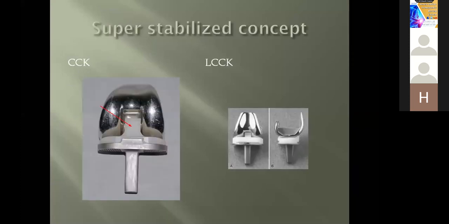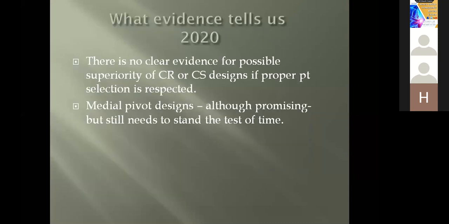In the super stabilized designs, we have a wider polyethylene post, a larger cam, and a more fit, so that there are minimal degrees of instability in the collaterals, and if your patient has a lateral thrust, these designs can compensate for this. What is the evidence so far? There is no clear evidence for possible superiority of the cruciate retaining or cruciate substituting designs if proper patient selection is respected. Medial bevel designs, although promising, still need to stand the test of time.